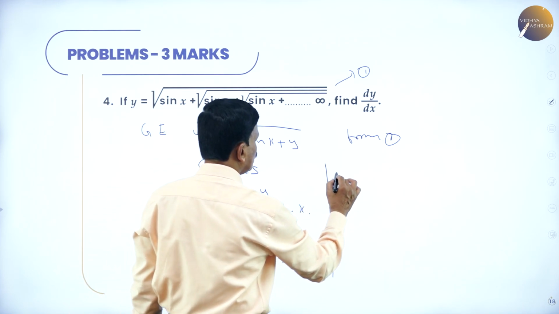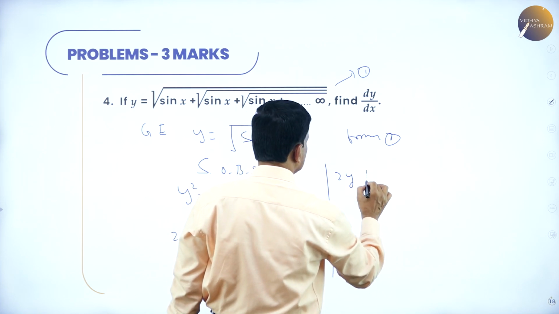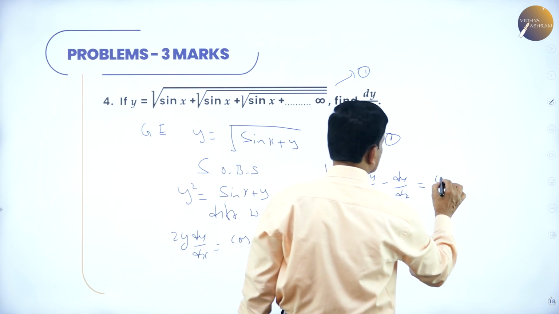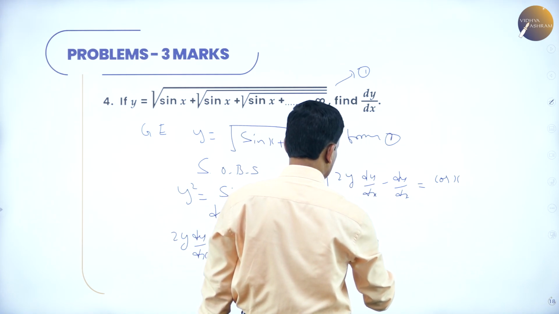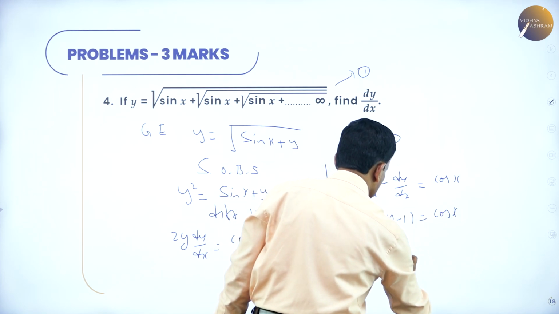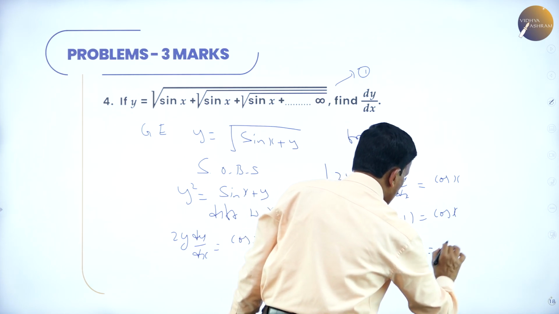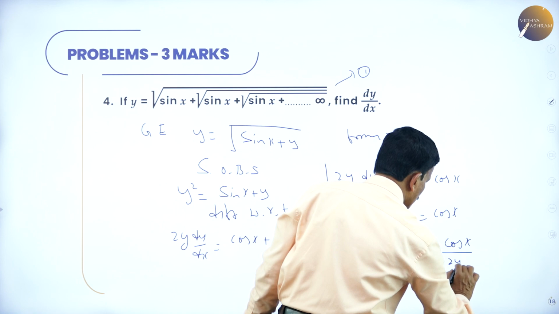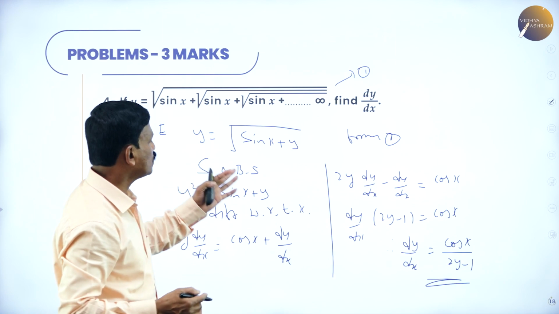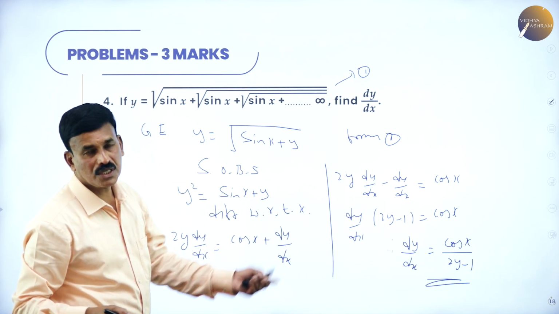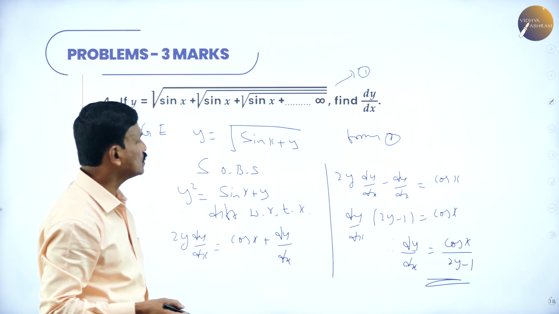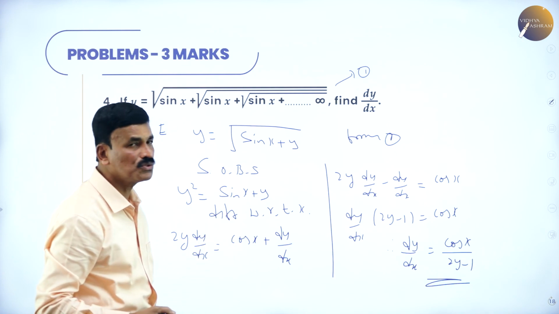Now you can transfer dy by dx to the left hand side: 2y dy by dx minus dy by dx is equal to cos x. So taking dy by dx out, 2y minus 1 is equal to cos x, therefore dy by dx is equal to cos x divided by 2y minus 1. That's it. Very simple problem. Usually in such type of problems, the answer you are going to get has 2y minus 1 in the denominator, and in the numerator the derivative of the inside function. So the derivative of sin x is cos x, divided by 2y minus 1.